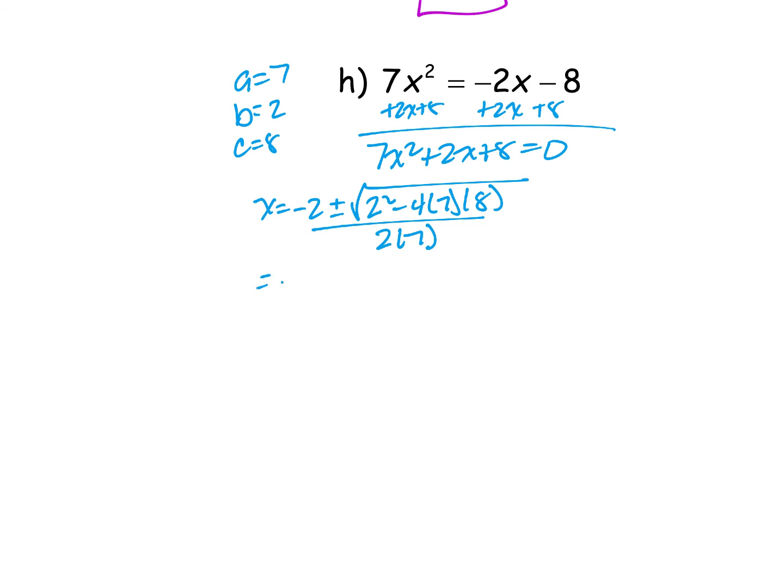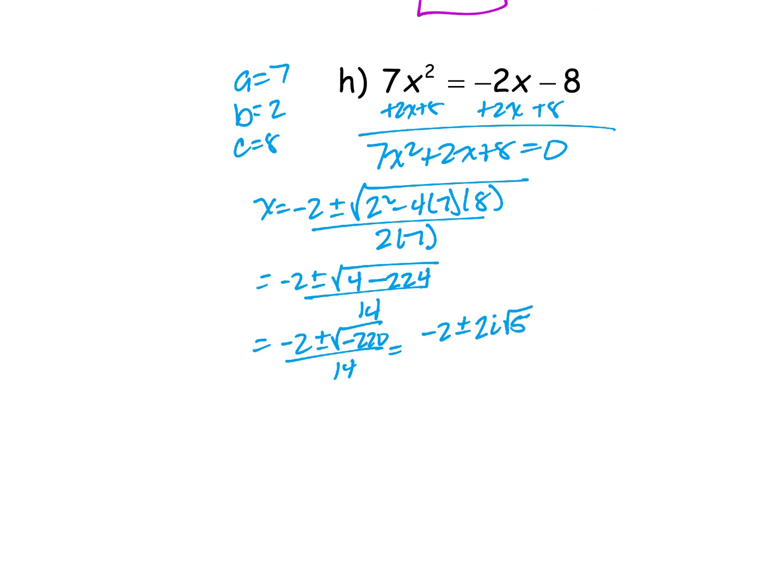Okay, which is going to be negative 2 plus or minus the square root of 4 minus 224 all over 14, which is going to equal negative 2 plus or minus the square root of negative 220 over 14, or negative 2 plus or minus 2i square root of 55 all over 14. So that simplifies to negative 1 plus or minus I root 55 all over 7. So you see, the only thing you forgot on yours is the I. Does that make sense?